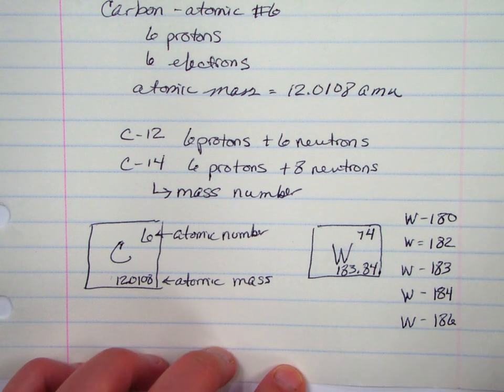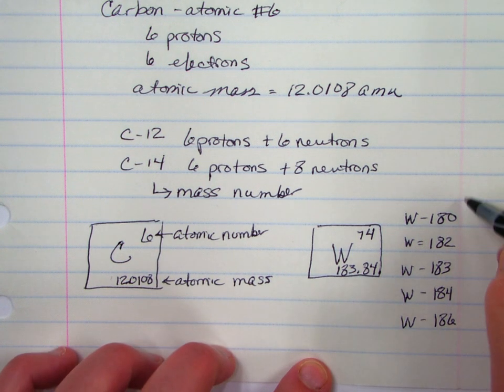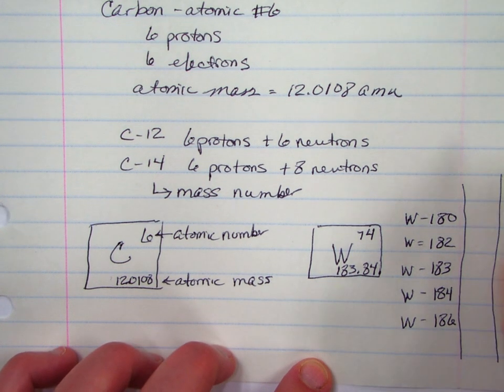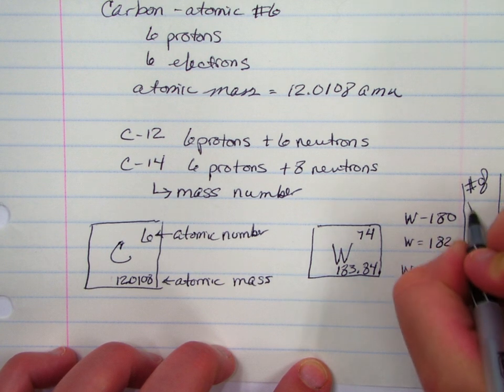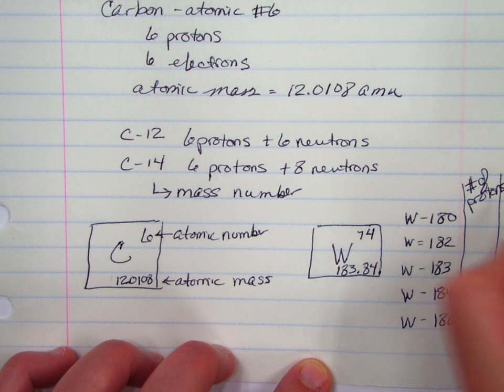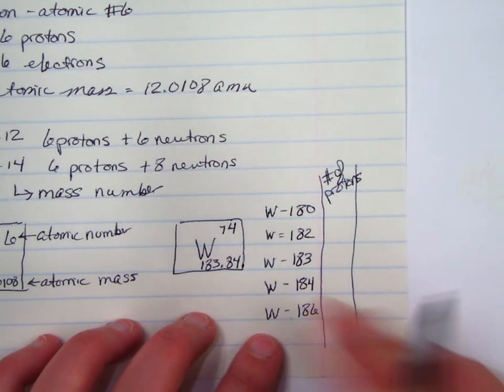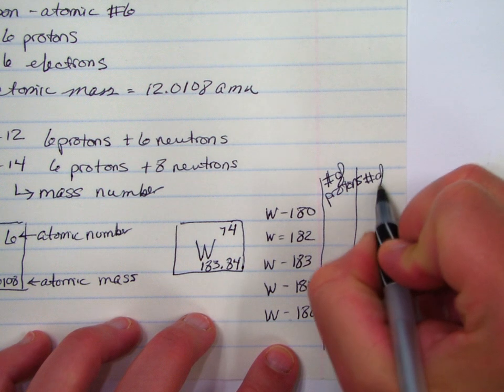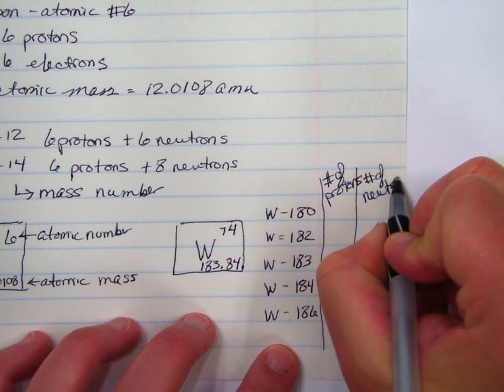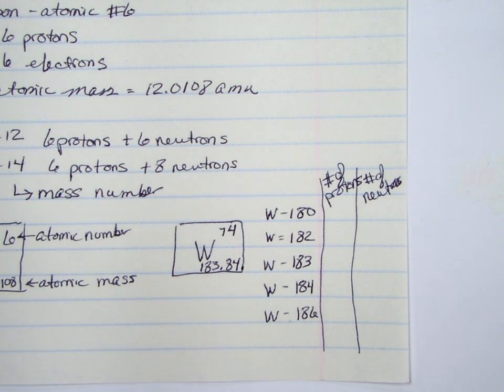What I want you to do is figure out, finish this, we'll kind of make it into a little data table. I want you to write in the number of protons for each isotope and the number of neutrons, and bring this to class tomorrow.